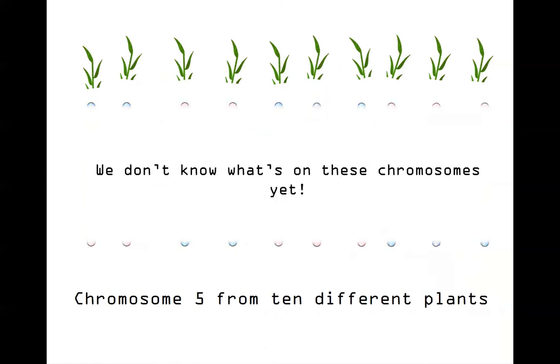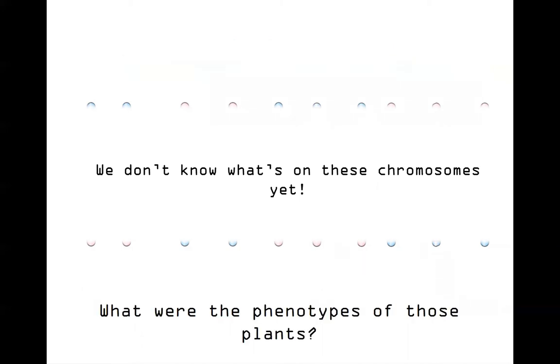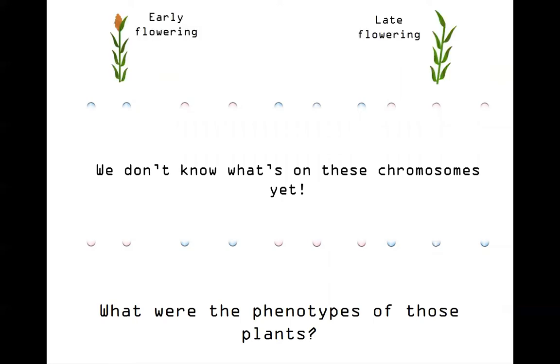But wait, don't peek. We don't know what's on these chromosomes yet because we don't know anything about the markers. We haven't made any markers. We don't actually know. But what we can do is remember what the phenotypes of these plants were and start to sort them out. So we had an early flowering parent and a late flowering parent. So we can categorize these offspring as having a parental phenotype, one or the other.